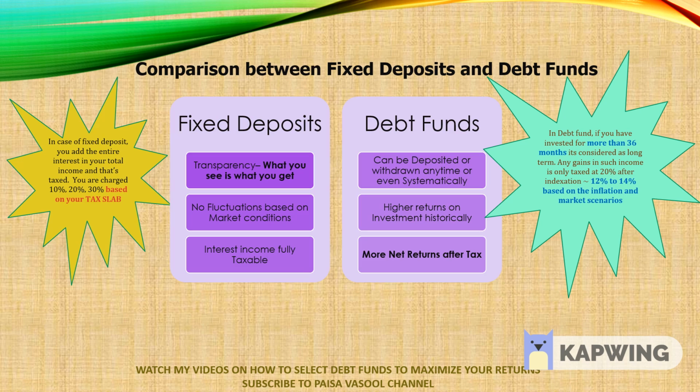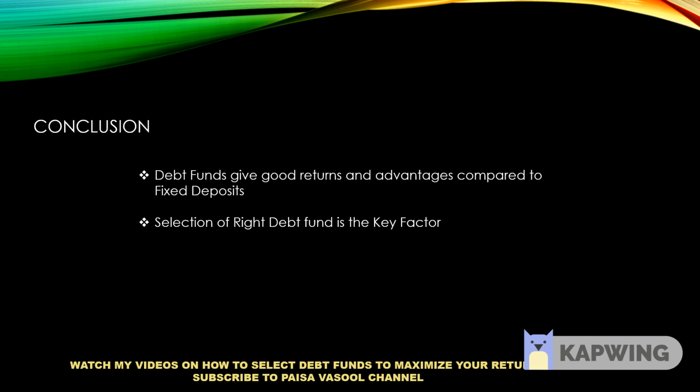What happens in the case of a debt fund is, if you have invested for more than 36 months, it's considered long term. So any gains in such income are only taxed at 20%, and that too after indexation. After indexation, it should be somewhere between 12 to 14% based on the inflation and the market scenarios. Debt funds do carry risk of return fluctuations based on interest rate scenario.